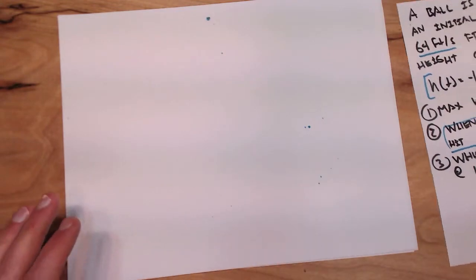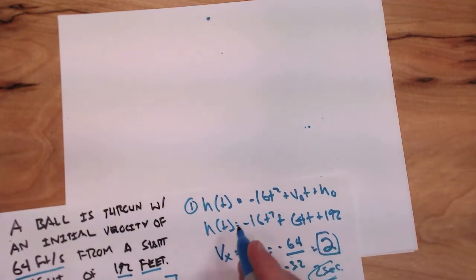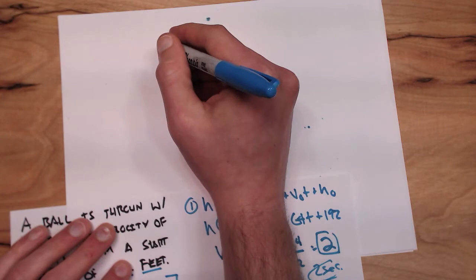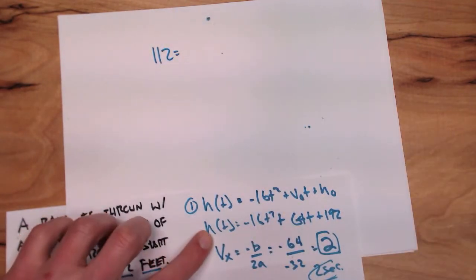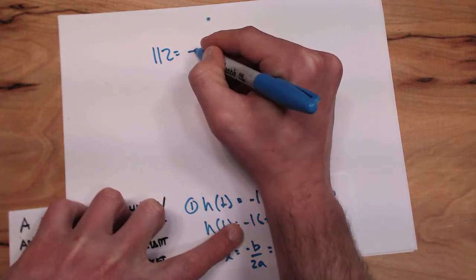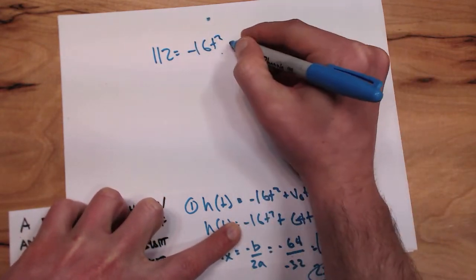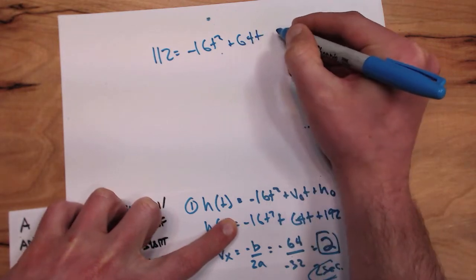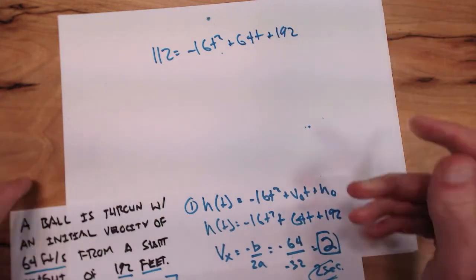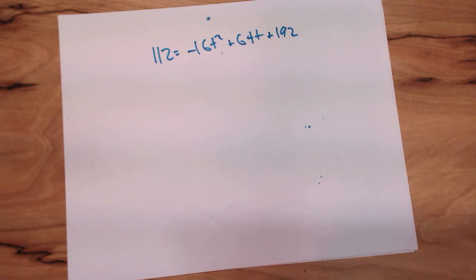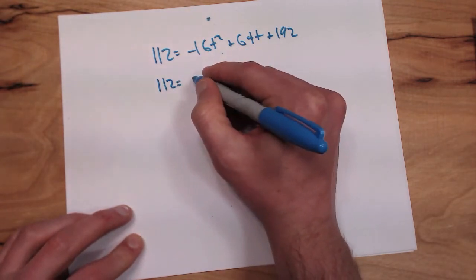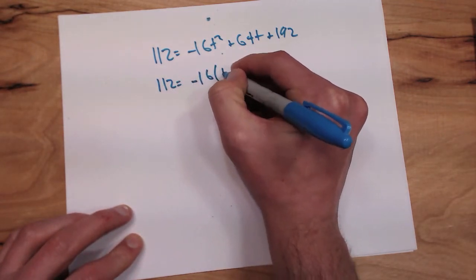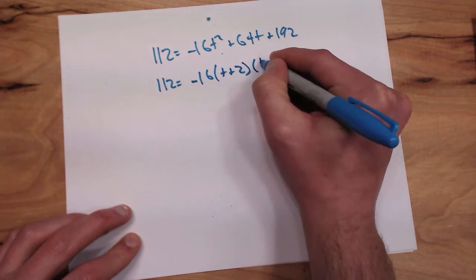So I'm going to grab my h of t equation from over here. I'm going to write it again, but I'm going to plug in 112. So I'll write 112 equals, and I'll grab my equation here, negative 16t squared plus 64t plus 192, and if I can solve this, I should be able to get our final answer here. I'm going to skip a couple of steps because we already factored, so I'm just going to copy over our last factorization result.